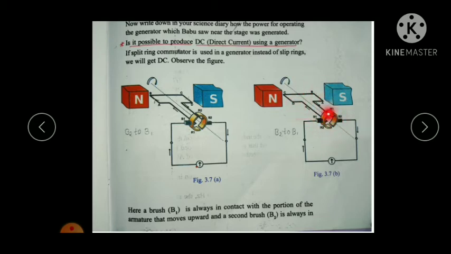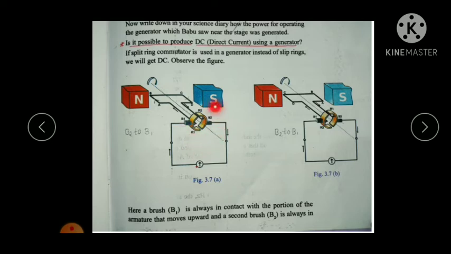So during rotation, R2 comes in contact with B1 and R1 comes in contact with B2. So in this condition, the current flows from D to C, then from C to B, and from B to A. That is, current flows from B2 to B1. So in both the cases, current flows from the graphite brush B2 to B1. That is why the current obtained from this generator is DC, that is direct current.